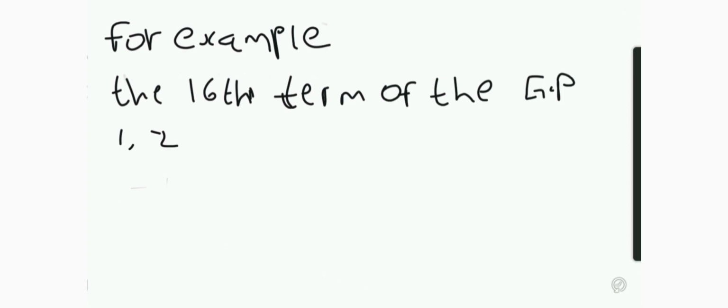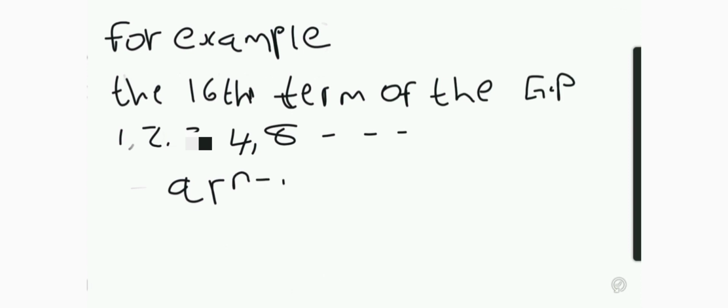for the progression or the successive terms of 1, 2, 4, 8, and so on. Okay. So the formula for the GP is A R raised to power n minus 1. It's very, very simple, something you will love to solve.